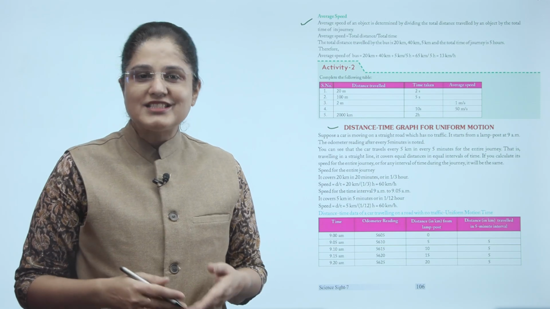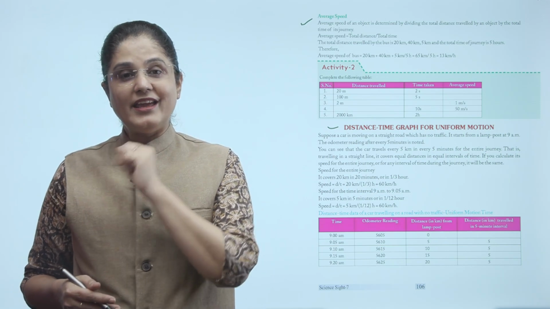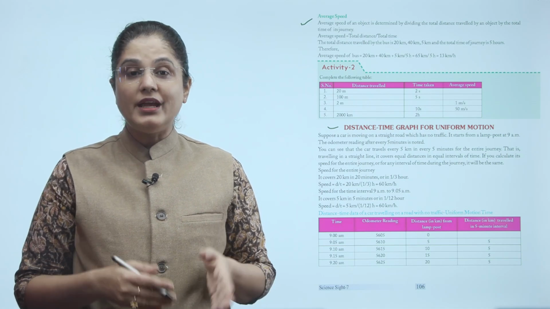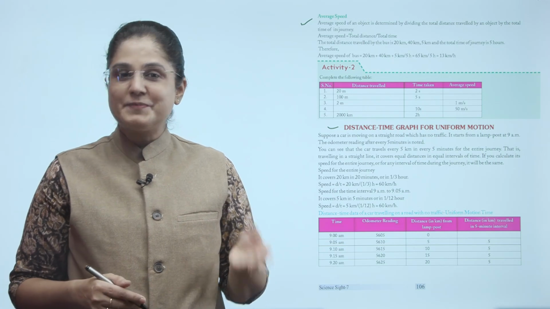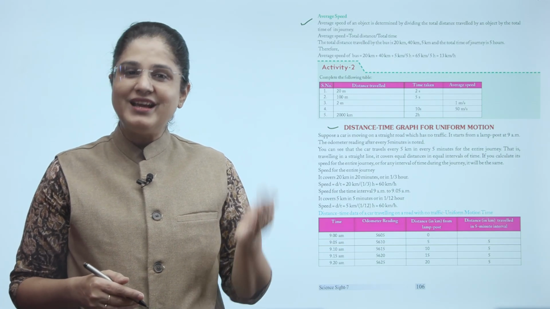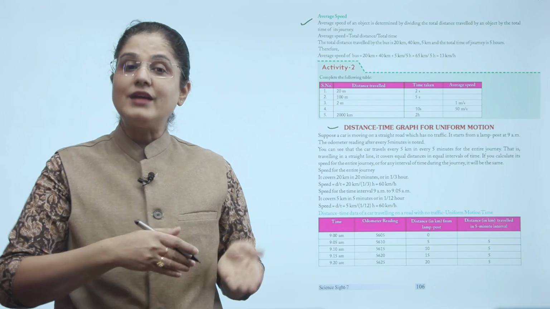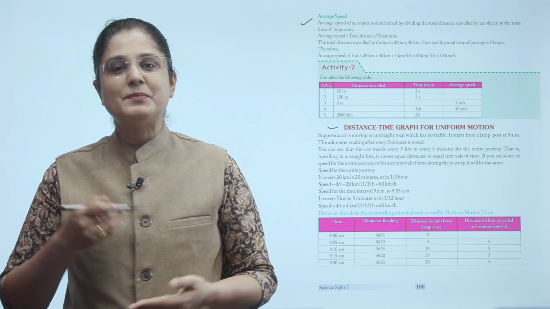So speed for the time interval 9 a.m. to 9:05 a.m.: it covers 5 kilometers in 5 minutes, or in 1/12 of an hour. So speed is equal to distance upon time, that is equal to 5 kilometers divided by 1/12 of an hour, that is equal to 60 kilometers per hour.